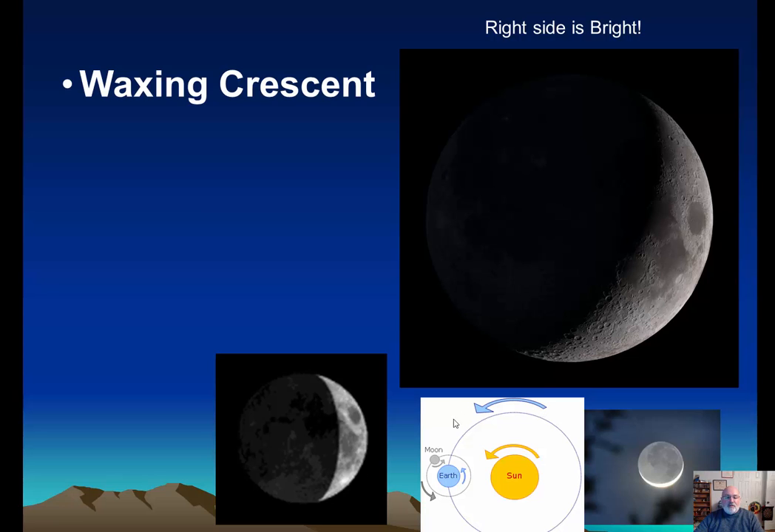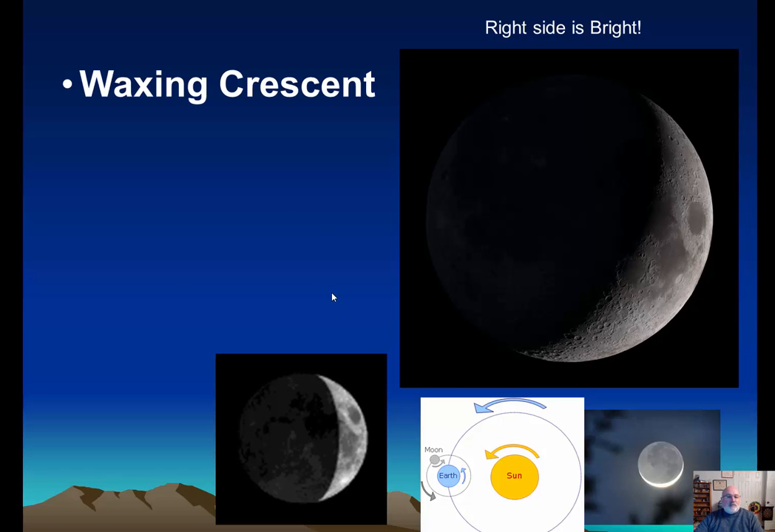Remember that the Earth moves around the sun counterclockwise, the sun spins counterclockwise, the moon moves around the Earth counterclockwise, and it tends to orbit. Remember, it's a synchronous orbit. It actually orbits counterclockwise as it moves around.